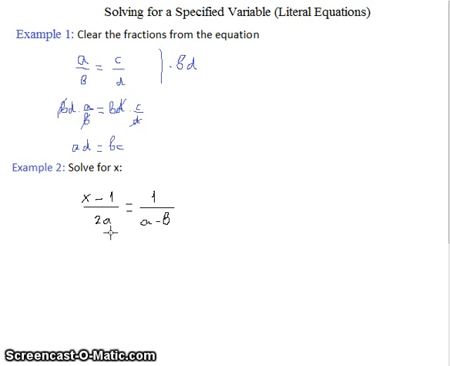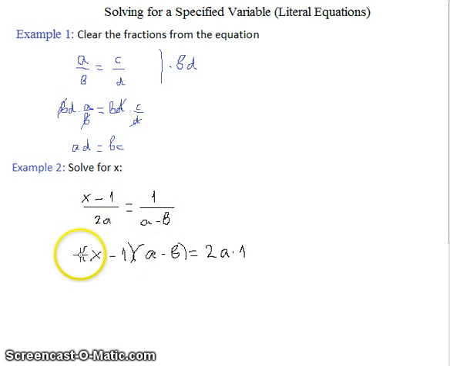We need to isolate the variable term on one side, then find just 1 times x. But the left and the right side of this equation are just simple rational expressions, single rational expressions. So we can apply our result from the previous example. We can remove the fractions by cross-multiplying. Let's do it. X minus 1 times a minus b is equal to 2a times 1.